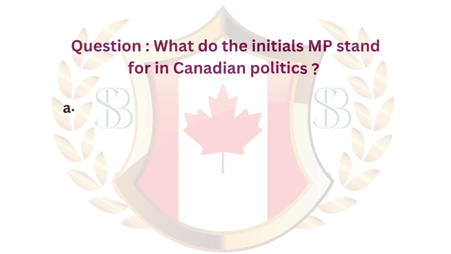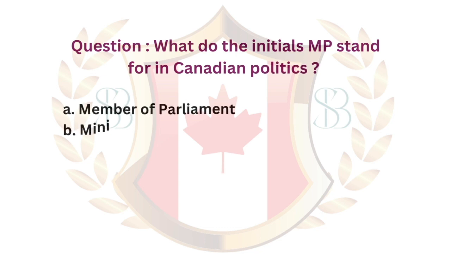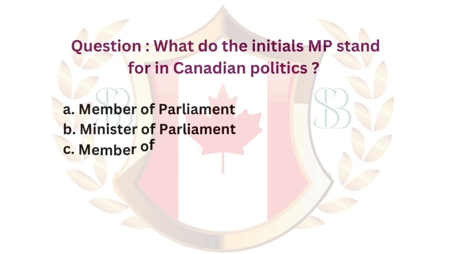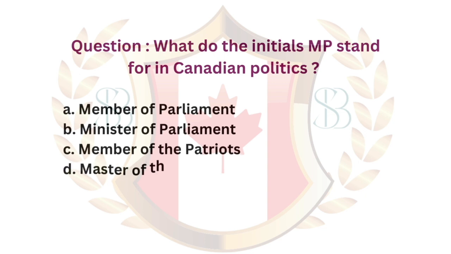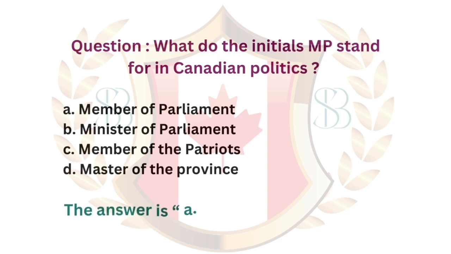Question: what do the initials MP stand for in Canadian politics? A. Member of Parliament. B. Minister of Parliament. C. Member of the Patriots. D. Master of the Province. The answer is A. Member of Parliament.